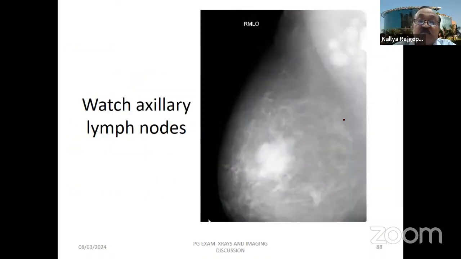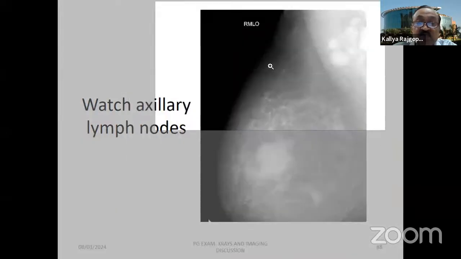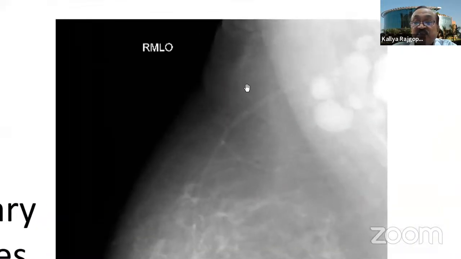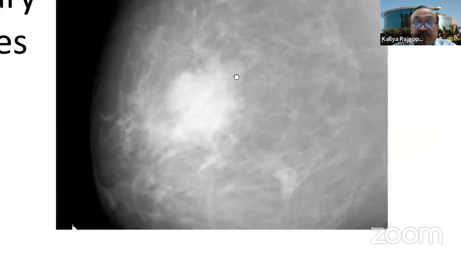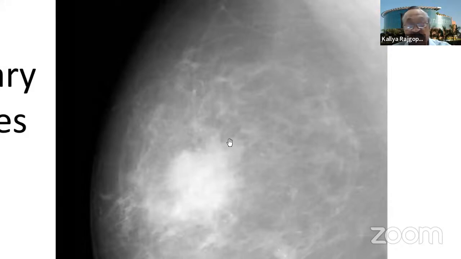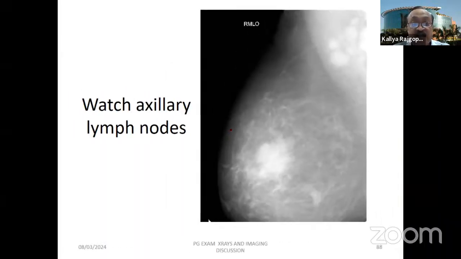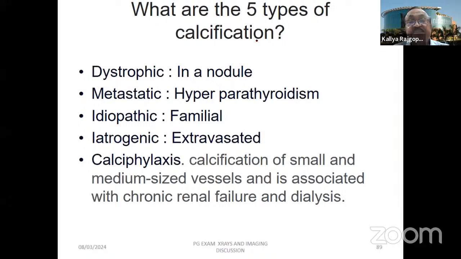Now, this is, of course, obviously an advanced lesion. You can see here axillary nodes above. Can you see here? Yes. I just want to show you that enlarged view once. See here, you can see the axillary nodes, and you can also see the calcification, branching pattern, etc. So this is obviously a carcinoma of the breast.